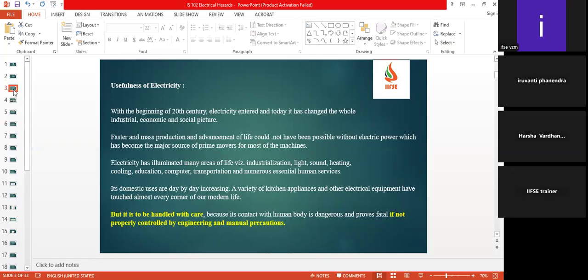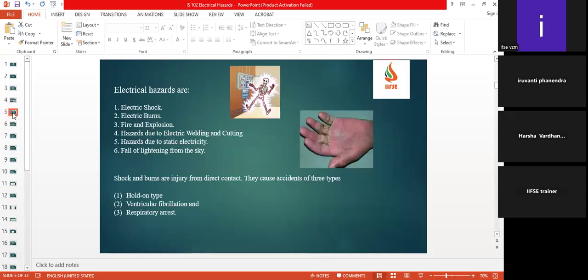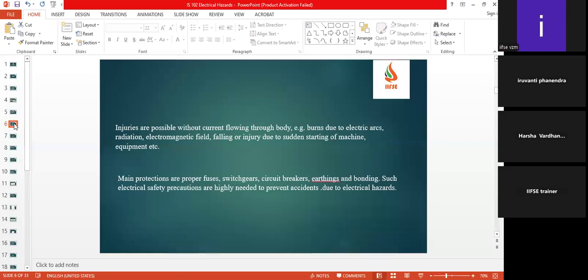Okay. So we have seen when the electricity came into our lives, and we have seen what are the various causes which lead to accidents. Then we have seen different types of hazards and what will be the impact. Again, now we'll see further.